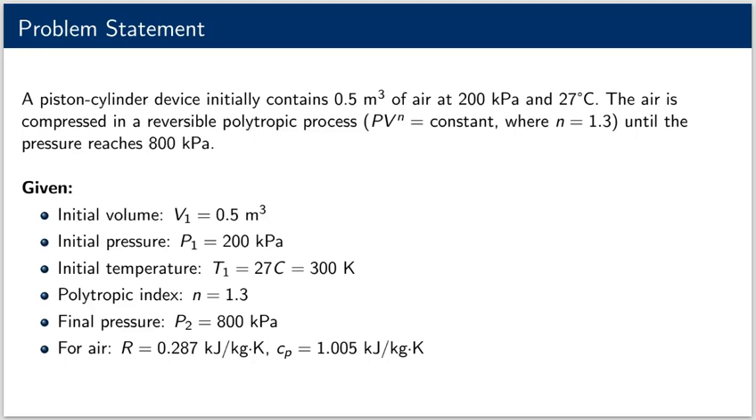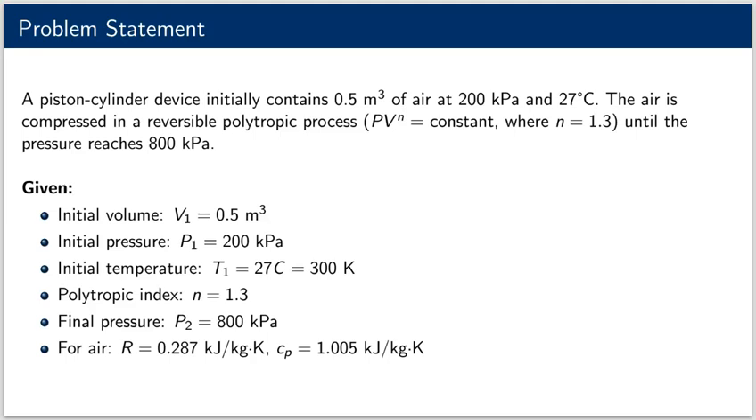Today we are going to solve a polytropic compression problem for air in a piston cylinder device. Here is the problem statement. A piston cylinder device contains 0.5 cubic meter of air at 200 kilopascal and 27 degrees Celsius. The air undergoes reversible polytropic compression with n equals 1.3 until pressure reaches 800 kilopascal.